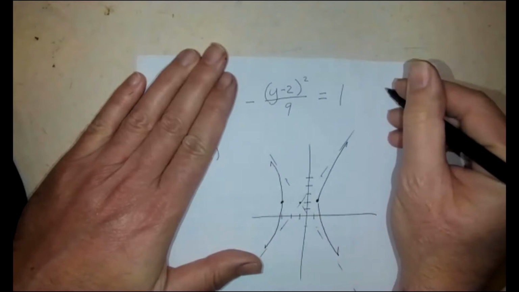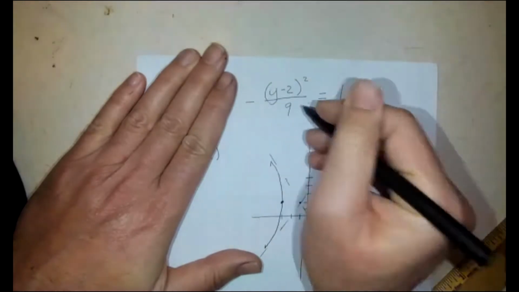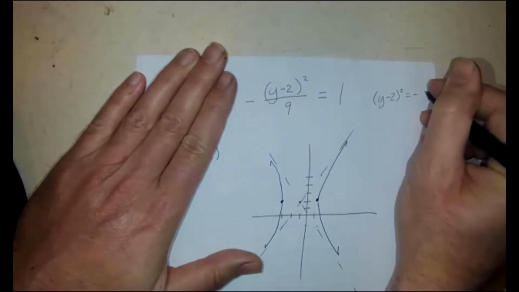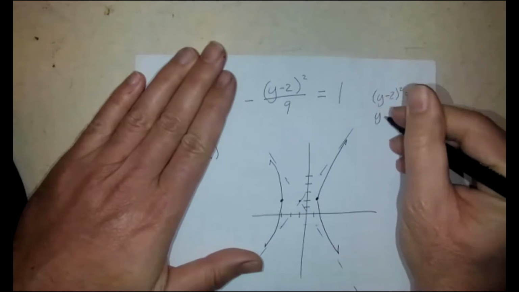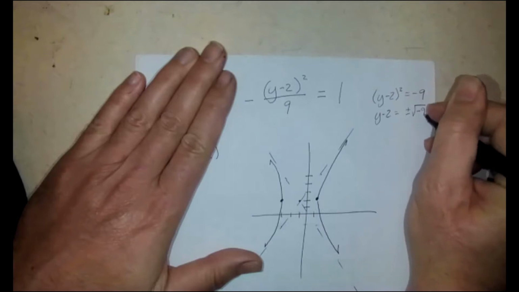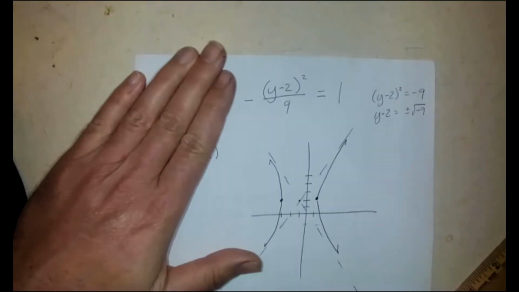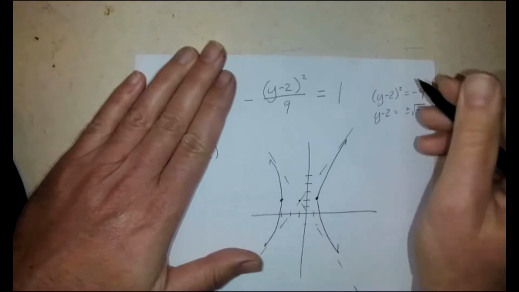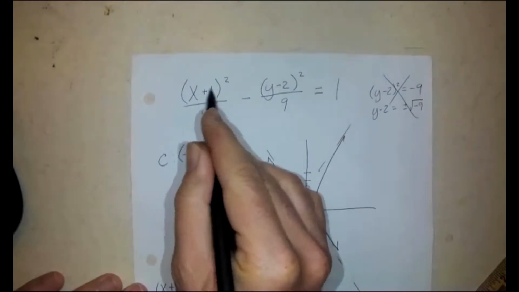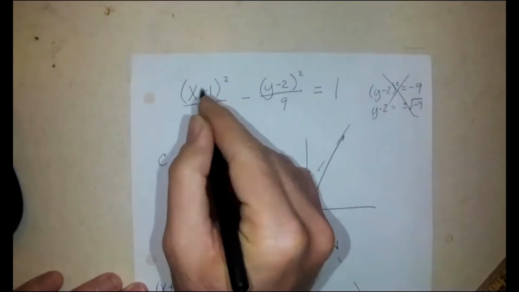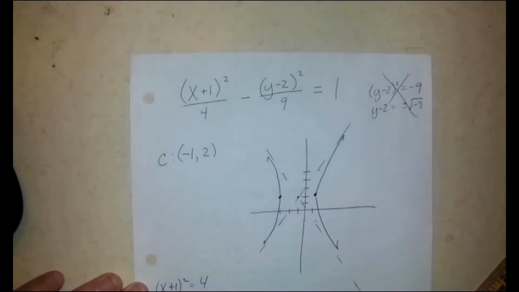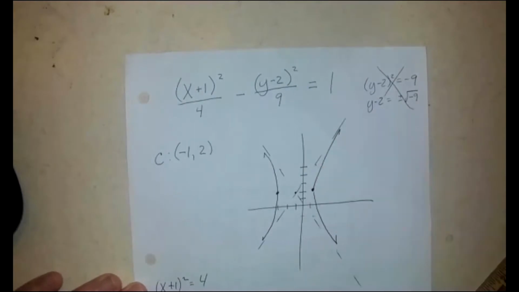But what happens if I multiply both sides by -9? I get that y minus 2 squared equals -9. And when I take the square root of both sides, oh, wait, the square root of -9 is not a real number, and this simply doesn't work, which is why I don't have anything when x equals 0. Notice when x equals 0, or I guess in my case, -1, there is no corresponding y value.